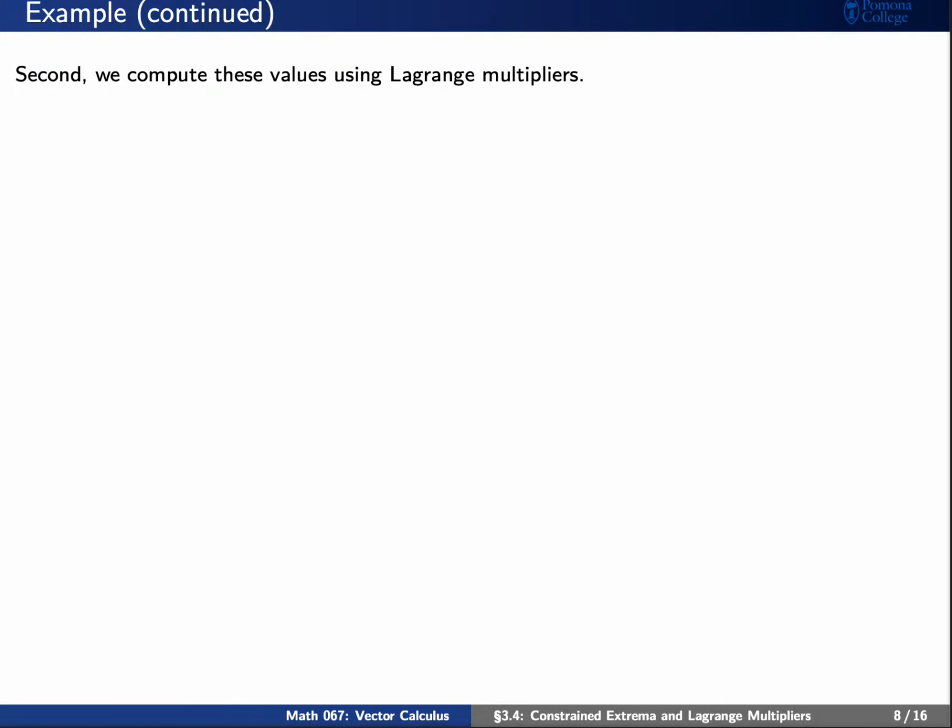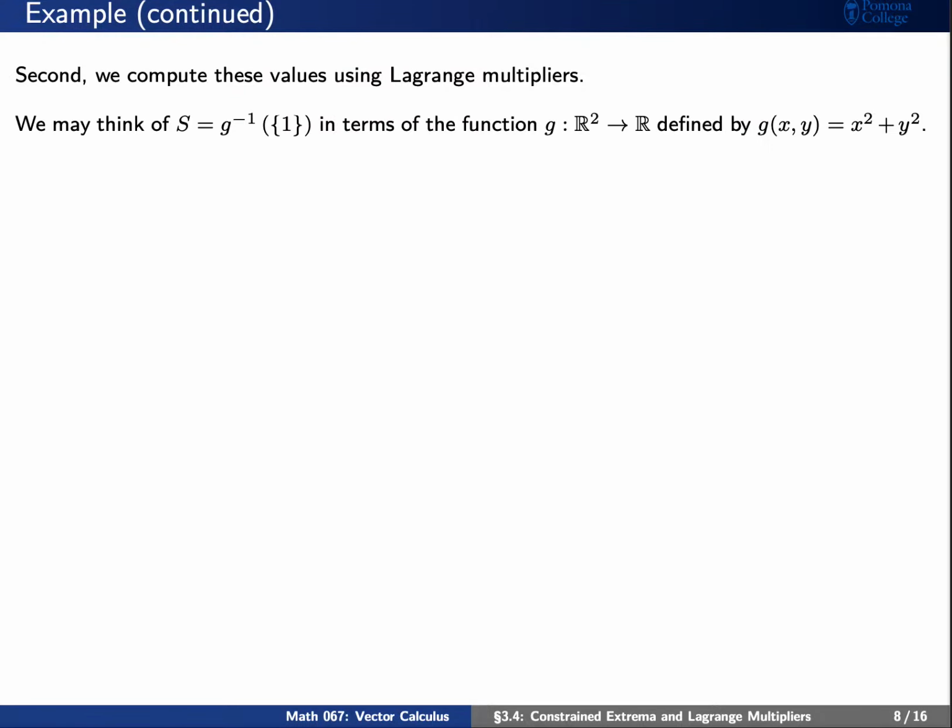Now let's introduce a second way of doing this, finding these maximum and minimum values by using Lagrange multipliers. Notice that we may think of S as simply the level set coming from the function g of x y equals x squared plus y squared. That is, we're going to set g of x y equal to 1, and then now try to understand our function.